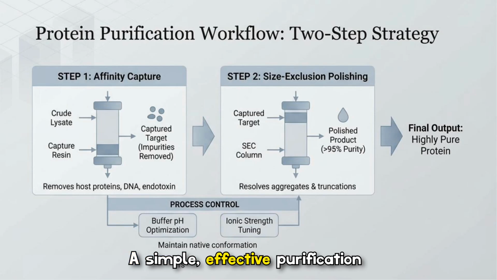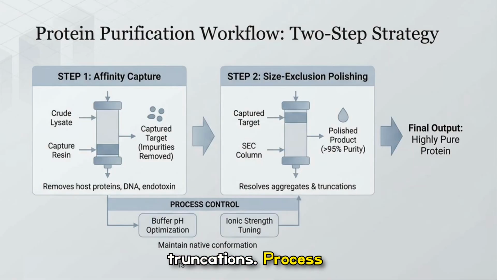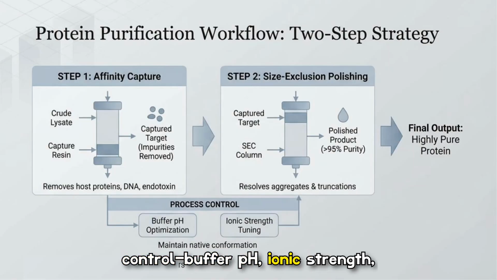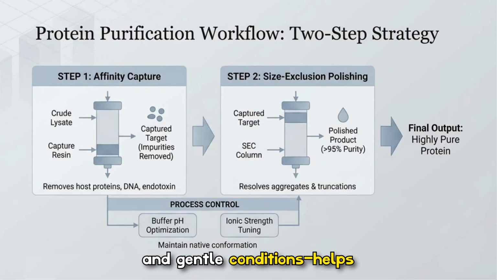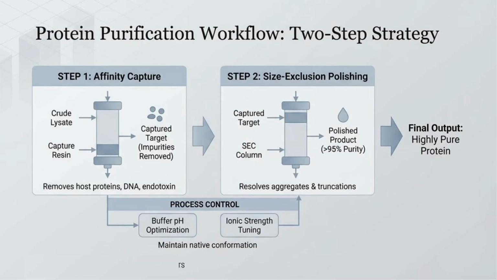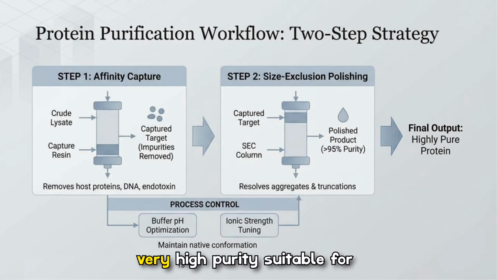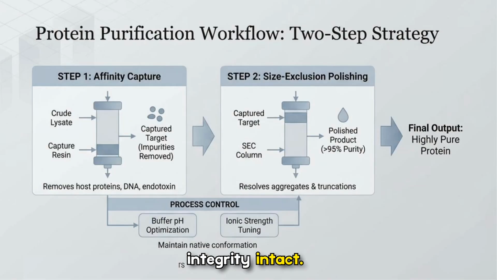A simple, effective purification strategy uses two main steps: affinity capture to remove host contaminants, followed by size exclusion polishing to resolve aggregates and truncations. Process control of buffer pH, ionic strength, and gentle conditions helps maintain native conformation during capture and polish, yielding a final product with very high purity, suitable for research or therapeutic use while keeping structural integrity intact.